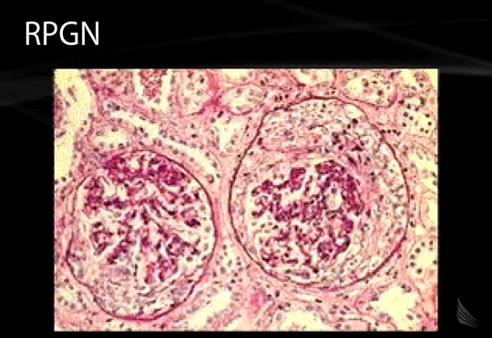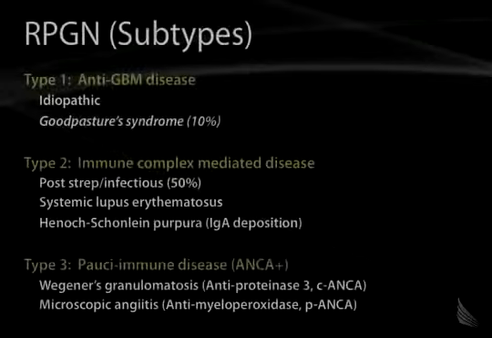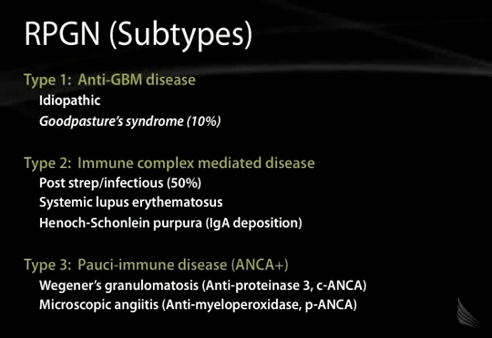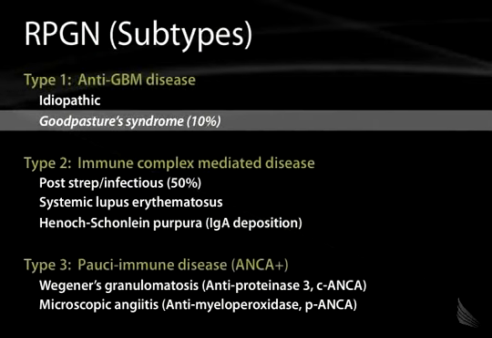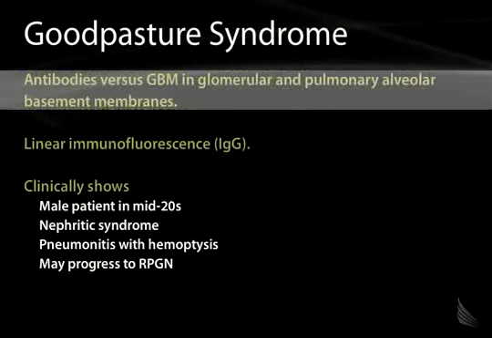And the formation of these crescent structures is characteristic of rapidly progressive glomerulonephritis. So let's talk about each of these three types in turn now. The prototype of the anti-glomerular basement membrane diseases is Goodpasture syndrome. Goodpasture syndrome is an autoimmune disease in which anti-glomerular basement membrane antibodies are formed such that you get an autoimmune reaction against basement membranes, both in the glomerulus in the kidney and also in the pulmonary alveoli. And so this is a combination of both renal and pulmonary disease.